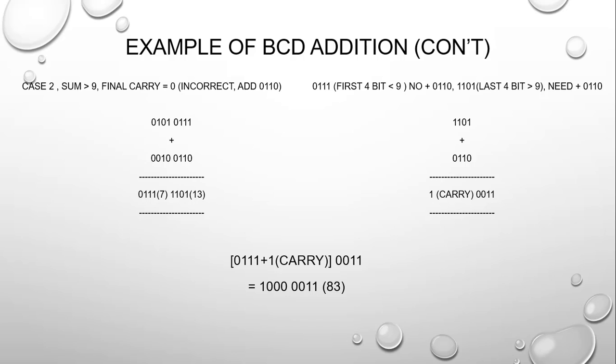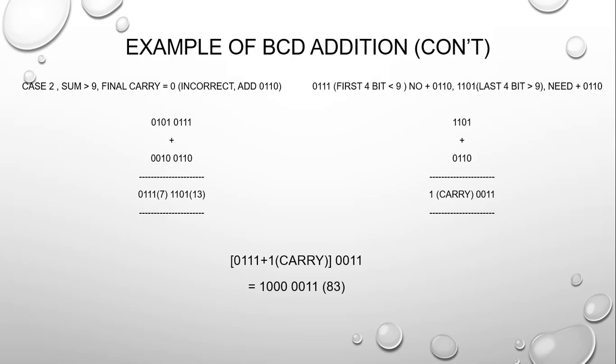1101 plus 0110, the answer is 10011. The first digit of 1 is carry. So just now the front 4 bits is 0111. We need to add the carry in the answer. So the answer is 1000 after adding the carry. Then the last 4 bits will be 0011. Final answer is 1000 0011, the decimal number of 83. The answer is correct. This is how the BCD addition works.